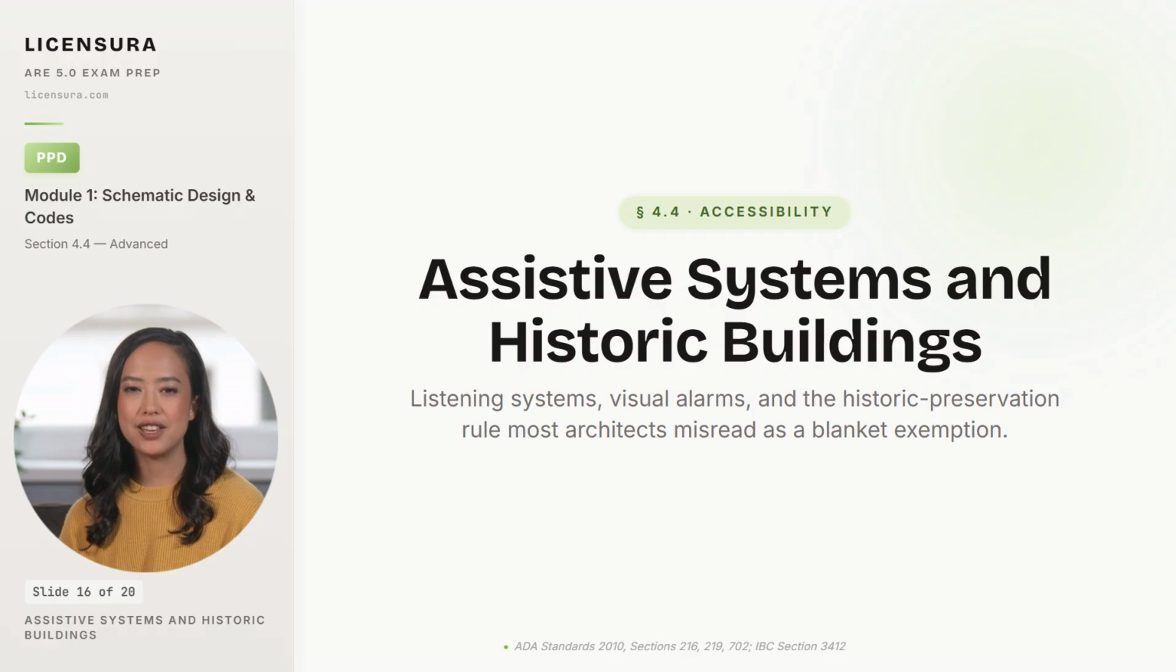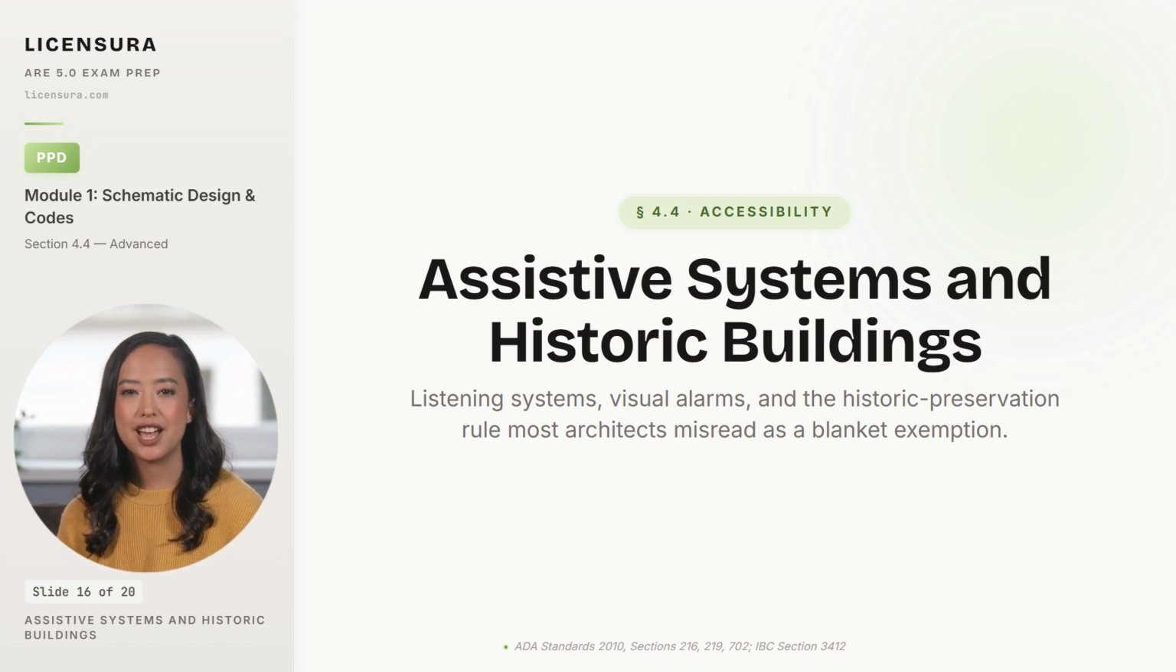Layered on top of that misconception is the scoping for 2 specific assistive systems: assistive listening systems for the hearing impaired and visual alarms for the deaf, which most architects underspec because the scoping rules are buried in Section 216 and Section 702 rather than the main accessibility chapters. Skip the listening system in a courtroom, and the firm gets named in a discrimination lawsuit. Treat a historic building as exempt, and the same lawsuit lands faster.